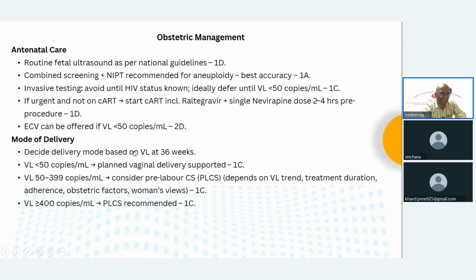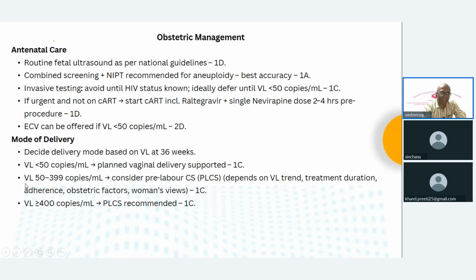Okay, this viral load at 36 weeks will decide the mode of delivery. Viral load less than 50 copies per ml, she can be up for planned vaginal delivery. So vaginal delivery is an option if the viral load is less than 50 copies per ml. Remember, they give you exact 50. The 50 is here, less than 50 is here. So vaginal delivery is for 49, not for 50.